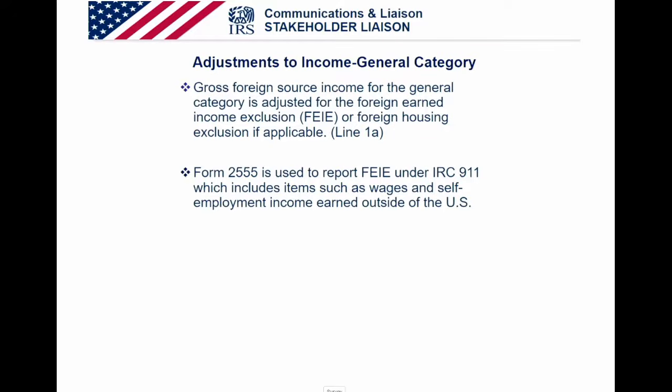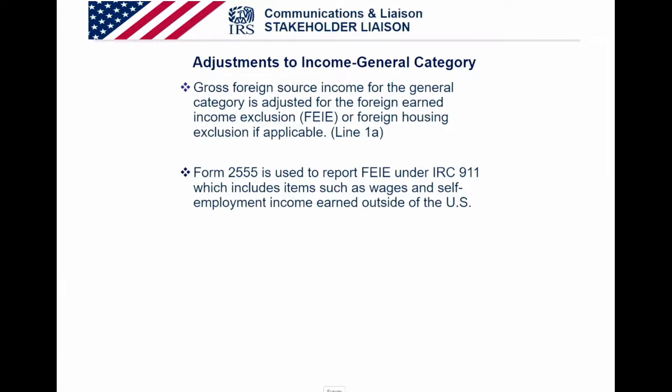There are special rules for U.S. government employees in that generally they don't qualify for the foreign earned income exclusion because their income earned abroad is not considered foreign source. Of course, there are exceptions for contractors, combat zones, etc. So make sure to dig into Publications 54 and 516 for those specific situations. And we'll have those listed in the list of resources at the end of this presentation.